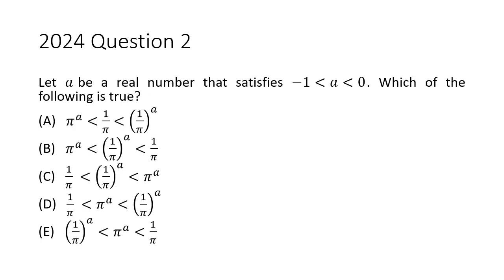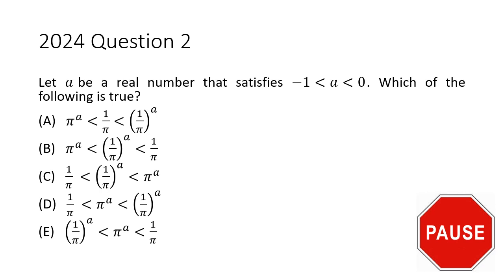In question 2, we let a be a real number between negative 1 and 0. Basically, we want to order pi to the power of a, 1 over pi, and 1 over pi to the power of a. So we'll arrange them in ascending order. Pause the video here and give this question a good try.